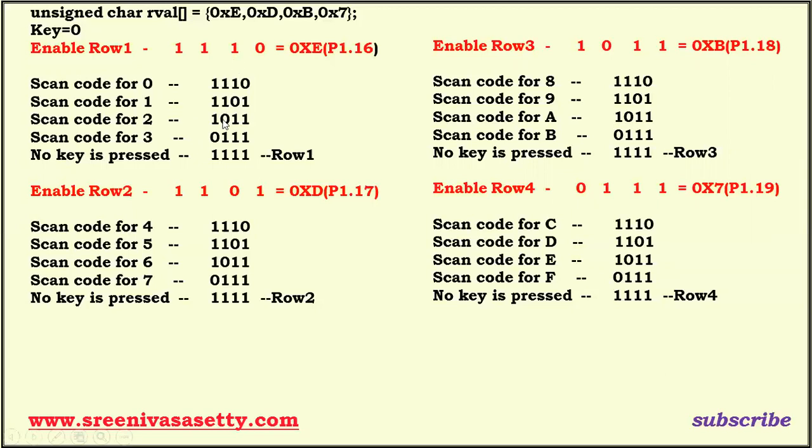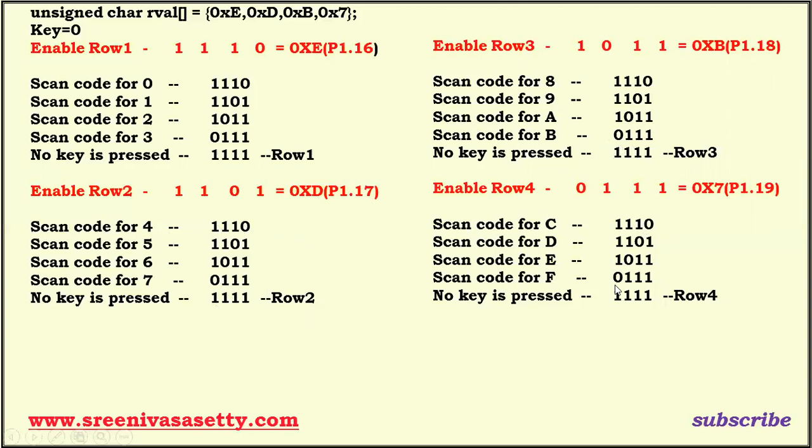Therefore, enable only the first row. Then read. Suppose you have all ones, there is no 0 here, that indicates no key is pressed. Then enable the second row, then read. Suppose you get this data, all ones, 4 ones. What does it mean? No key is pressed in row 2 also. Then enable row 3. Then read. Assume here also we get 1, 1, 1, 1. What is the meaning of this? No key is pressed. Then enable the fourth row.